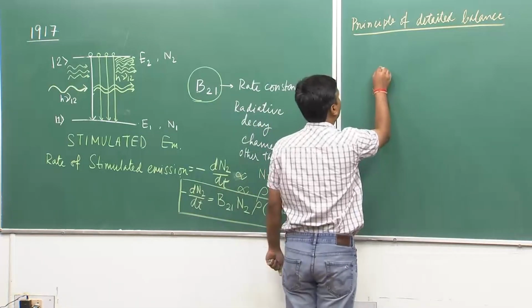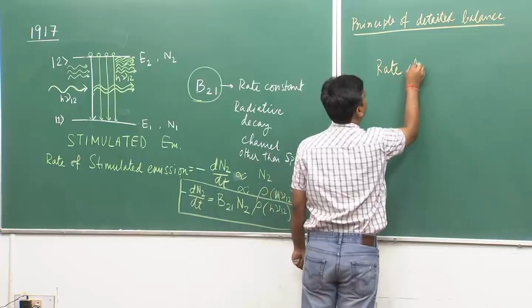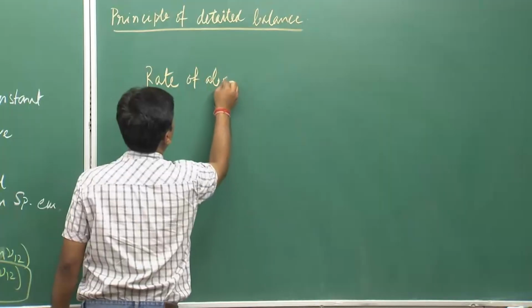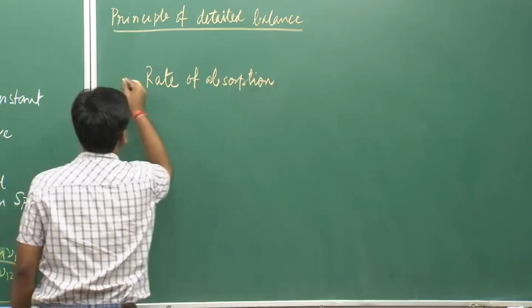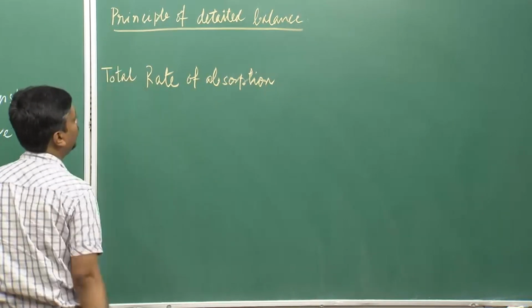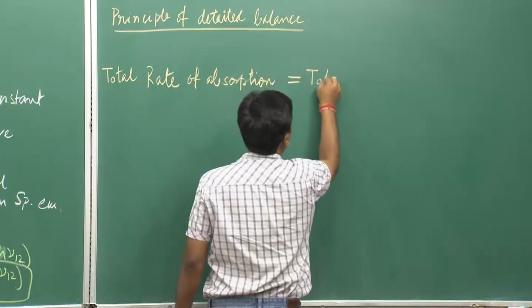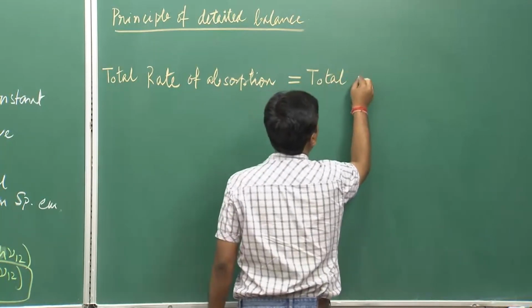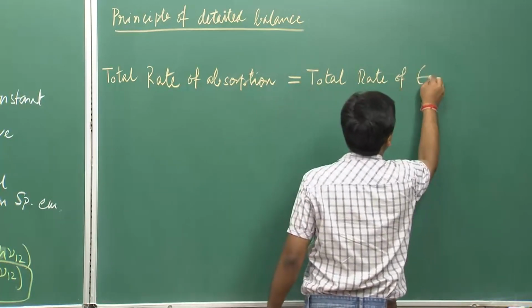So, if I write explicitly, or to be specific, if I write the total rate of absorption, it must be equal to the total rate of emission.